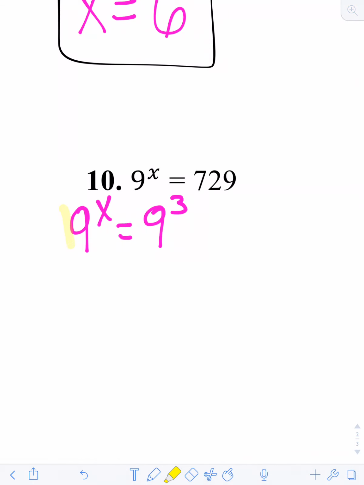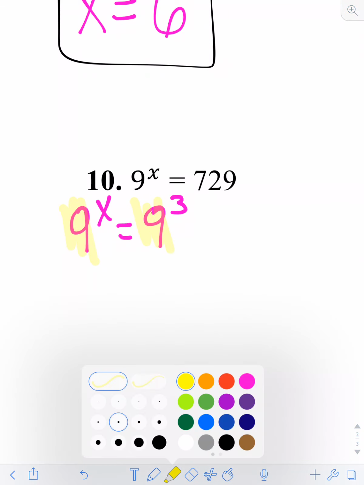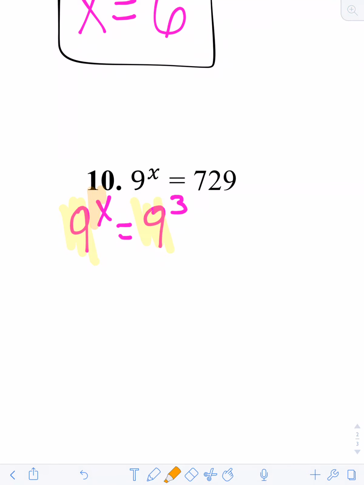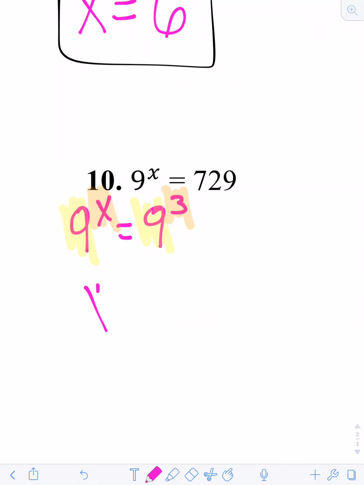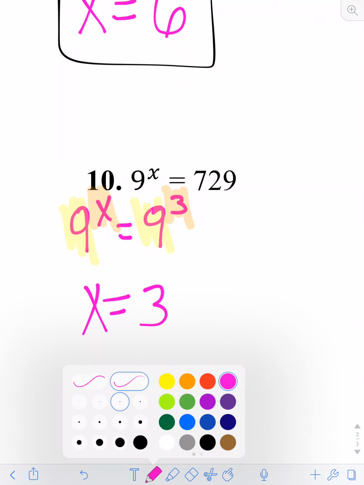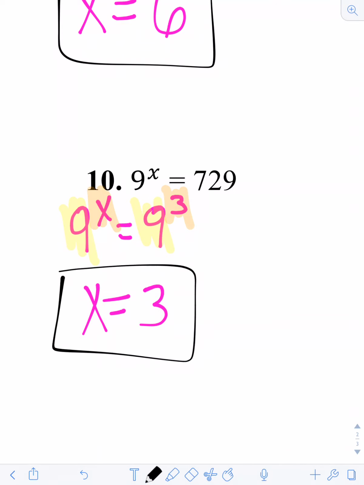Okay, so my bases are the same, which tells me that I can set my exponents equal to each other. So I have here x is equal to 3. Oh, I want pink, so that's it. X equals 3. You solved for x. There's nothing else that you can do, so that's your final answer.